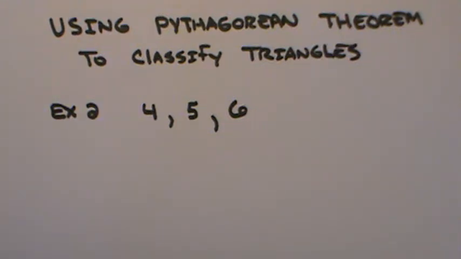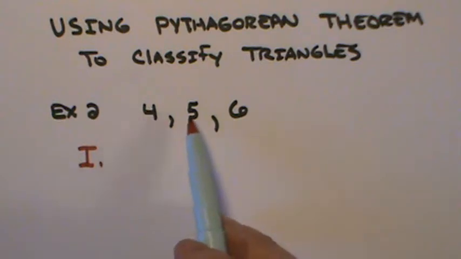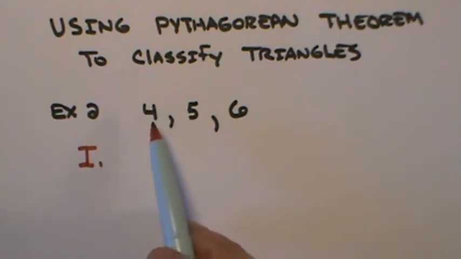Example 2 of using the Pythagorean theorem to classify triangles. This is always done in 2 steps. The first phase, you have to decide if these 3 sides can even form a triangle. To do that, I'll look at the 2 smaller sides, which I will call legs.